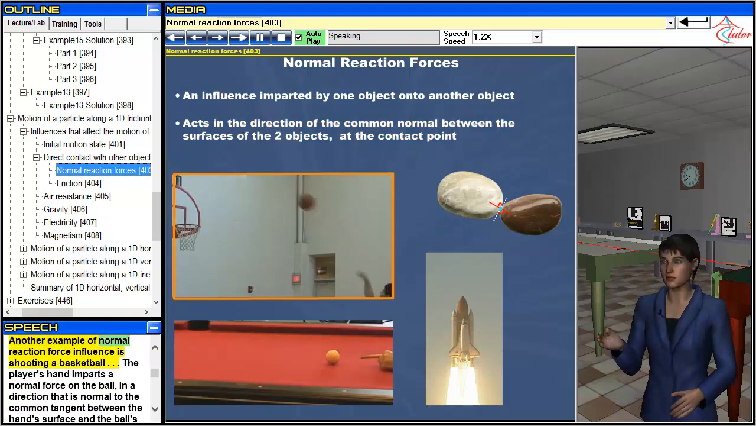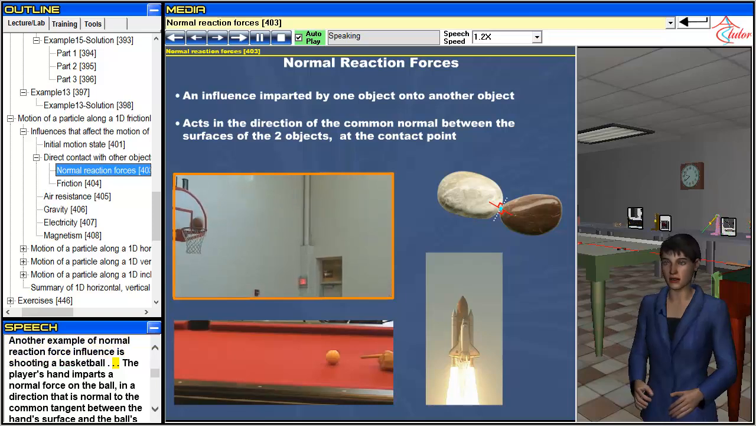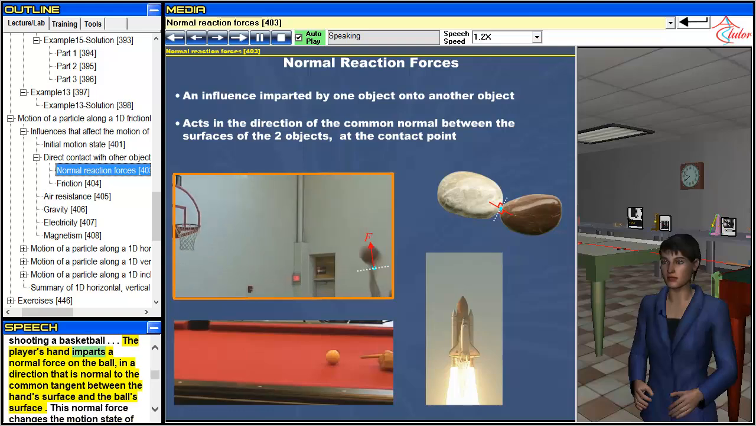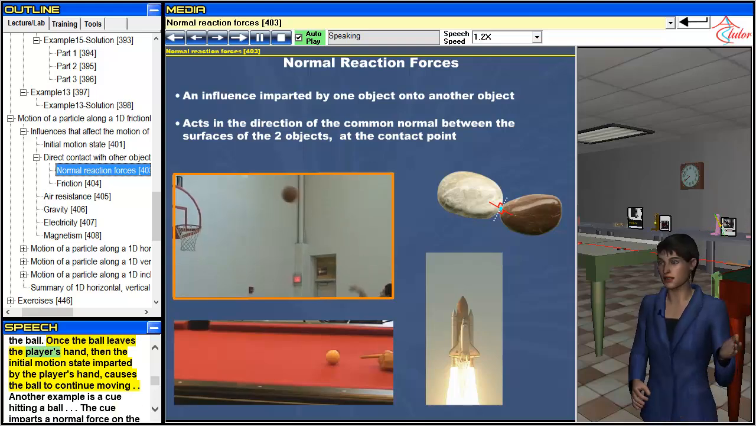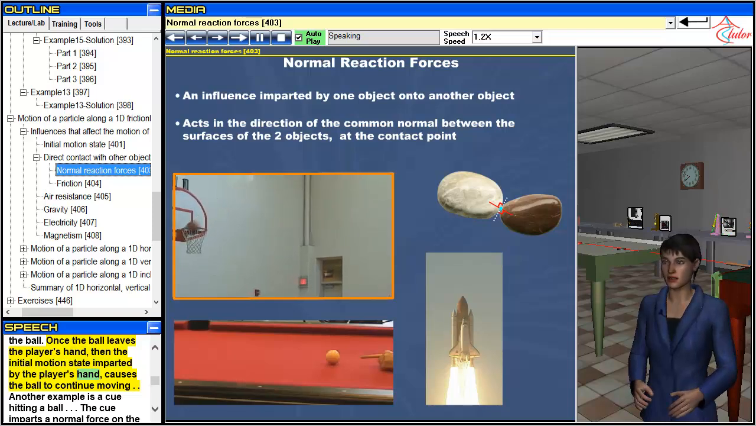Another example of normal reaction force influence is shooting a basketball. The player's hand imparts a normal force on the ball, in a direction that is normal to the common tangent between the hand's surface and the ball's surface. This normal force changes the motion state of the ball. Once the ball leaves the player's hand, then the initial motion state imparted by the player's hand causes the ball to continue moving.